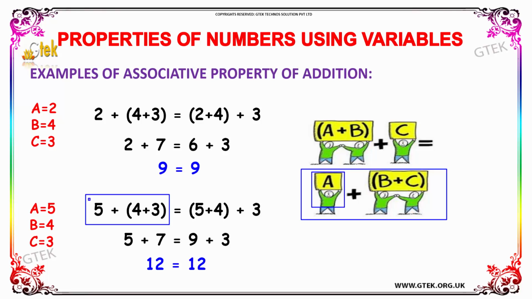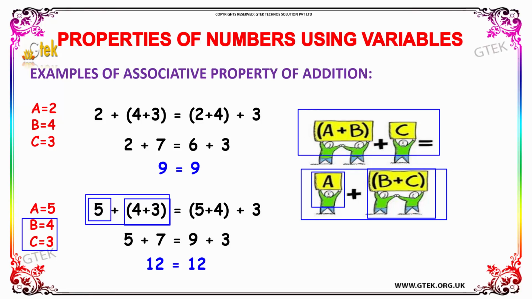So A, that is 5, B plus C, that is 4 plus 3. So this is the value of B and C. In the next side, we have A plus B plus C, that is 5 plus 4 plus 3.